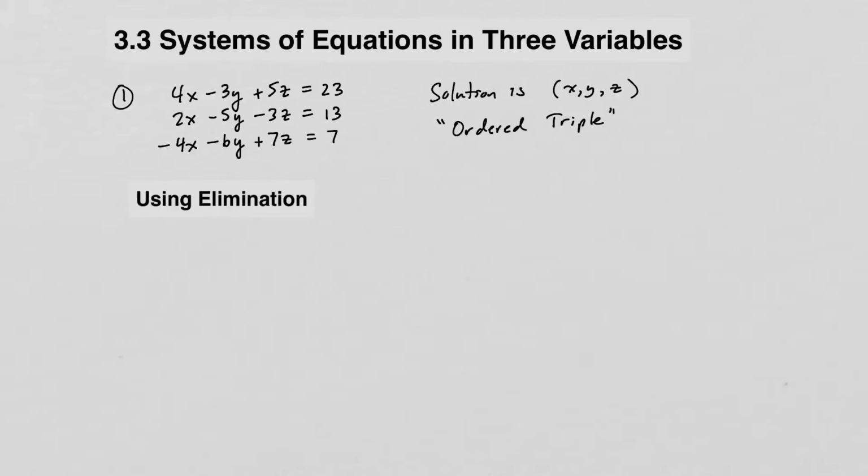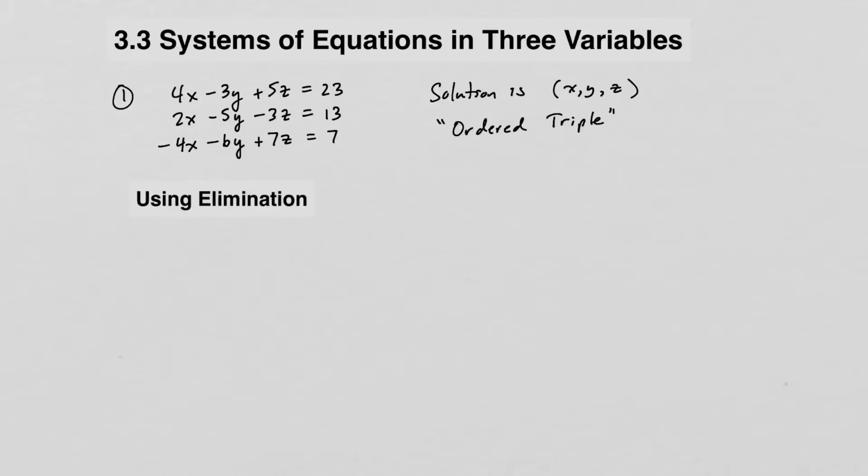Section 3.3 looks at systems of equations in three variables. So again, these are systems of linear equations in three variables. And linear just means that all the variables in the system are raised to the first power. One thing you should notice about a three variable system is, of course, there are three variables, in this case x, y, and z. The solution to this system will be an ordered triple in order x, y, z.